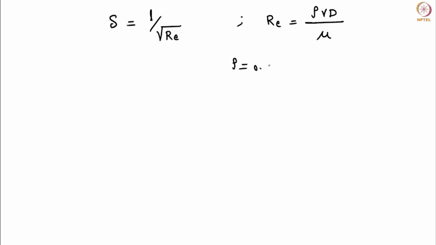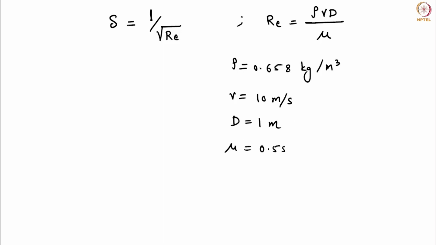Rho equals 0.658 kilogram per meter cube. And what is V? V equals 10 meter per second. What is D? Equals 1 meter. And mu or viscosity is given to us as 0.55 poise, which equals 0.055 Newton second per meter. Okay, so now from here I have calculated the value of Reynolds number as 119.63. You can also calculate it for yourself.